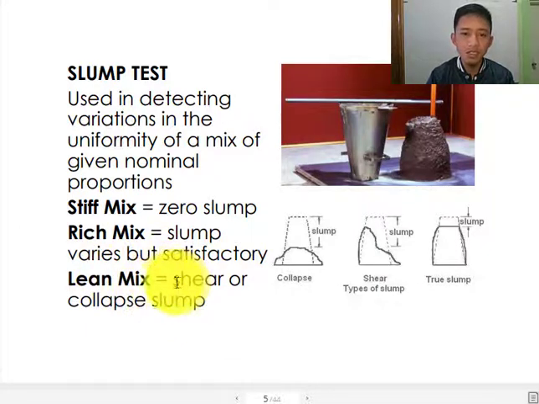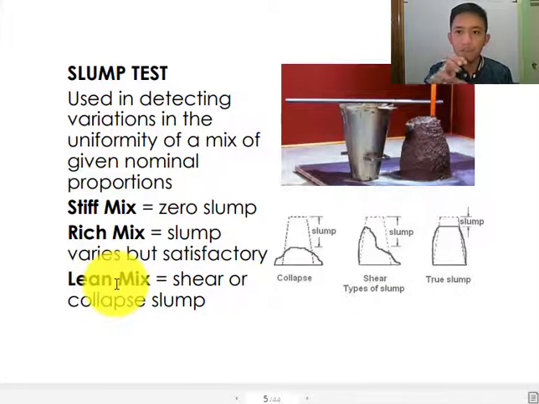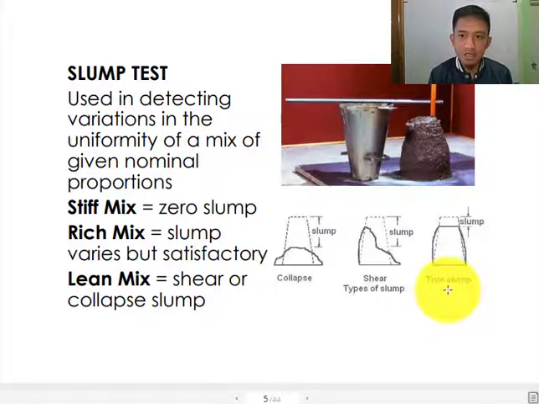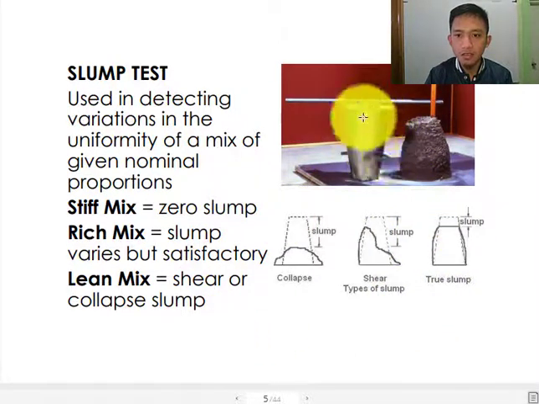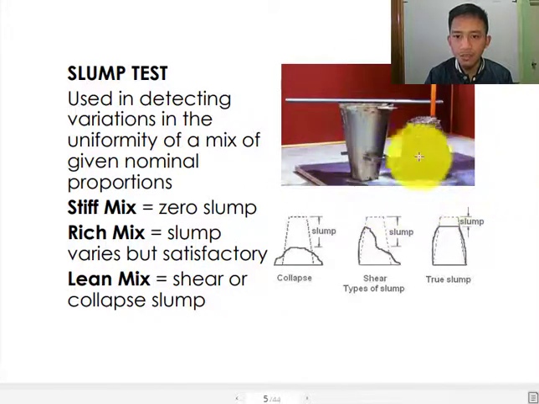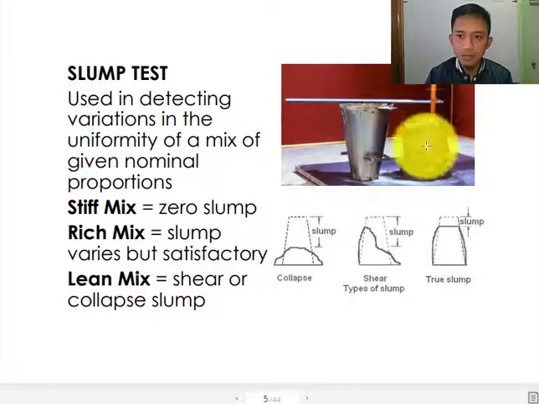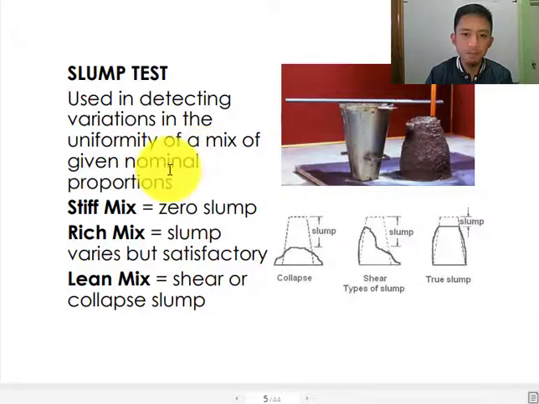But actually we cannot say that as poor, because there are concretes that need to be a lean mix. It depends on the function of this concrete mix. Where are we going to use this concrete mix? But if we have your rich mix, that should be your true slump. It should be in its original shape, and there will be a range for this given slump. So that is the slump test, using the casing and the stamping rod, and of course there's a base supposedly so that it will not leak. And of course you need the measuring tape or measuring stick to measure that slump.